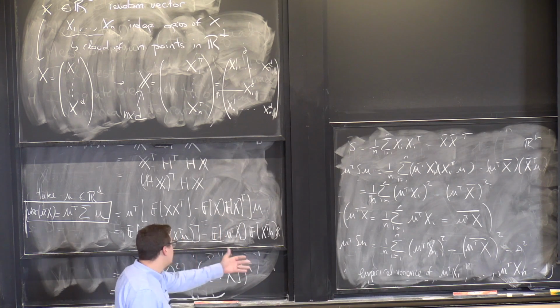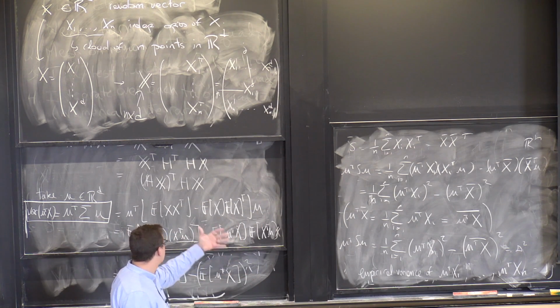And here, same thing. I use exactly the same thing. The only thing I really use is the linearity of 1 over n sum, or the linearity of expectation, so that I can push things in there.